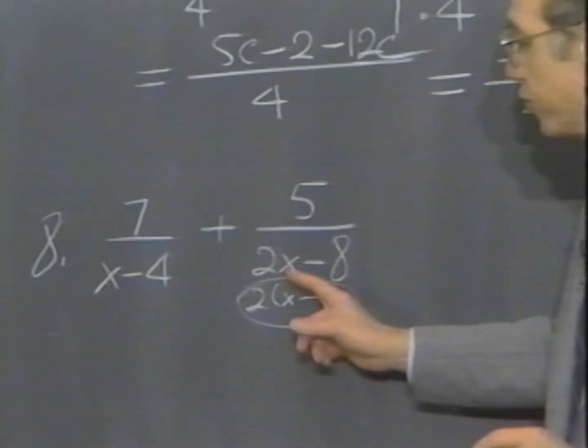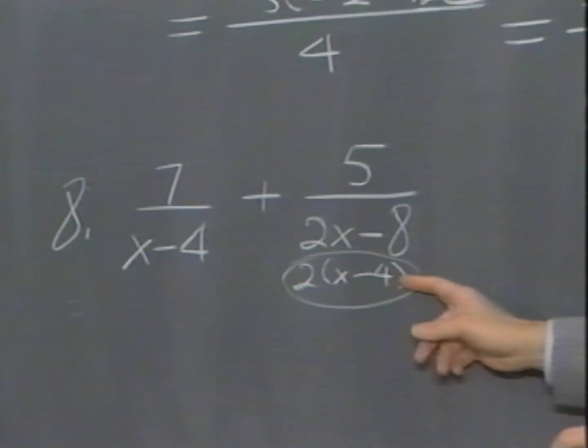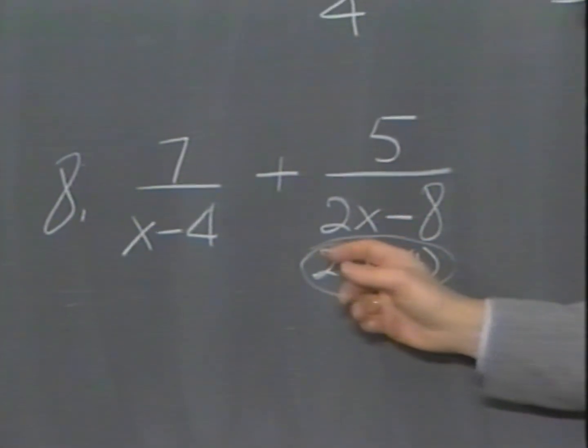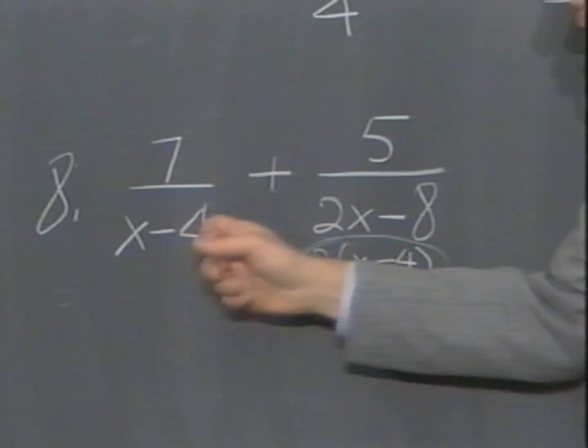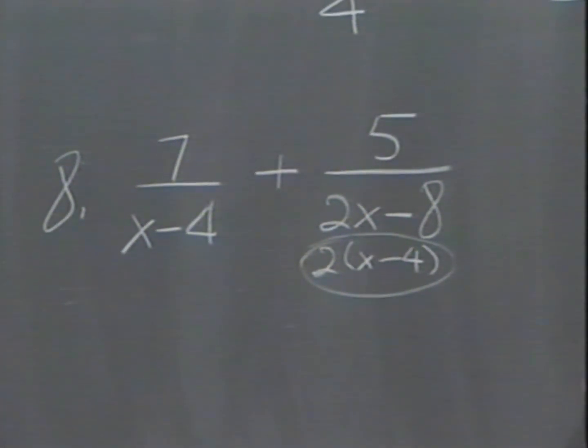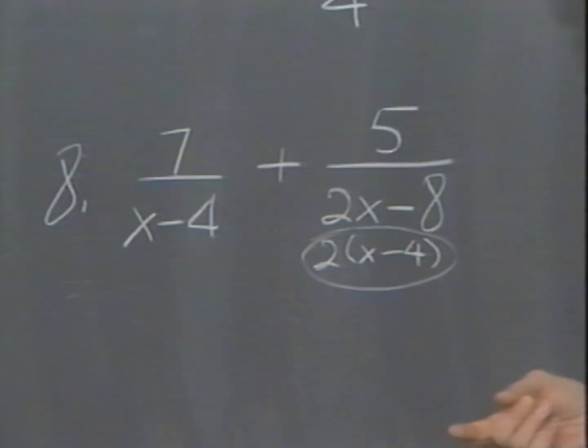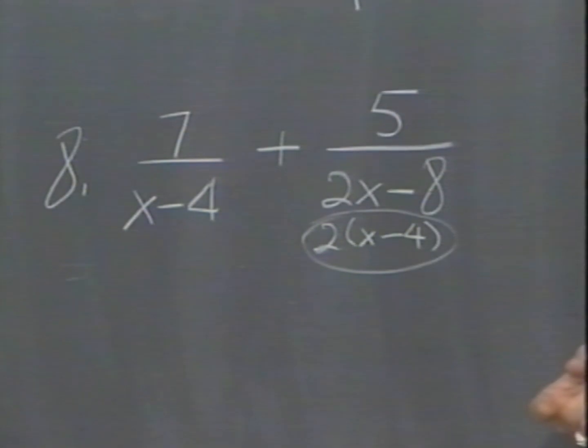Now, if you think of 2x minus 8 as 2 times x minus 4, or if you simply noticed from the very outset that this denominator was simply twice this one, you do the same thing. That is, to get a common denominator, you want to multiply the denominator of this first fraction by 2.